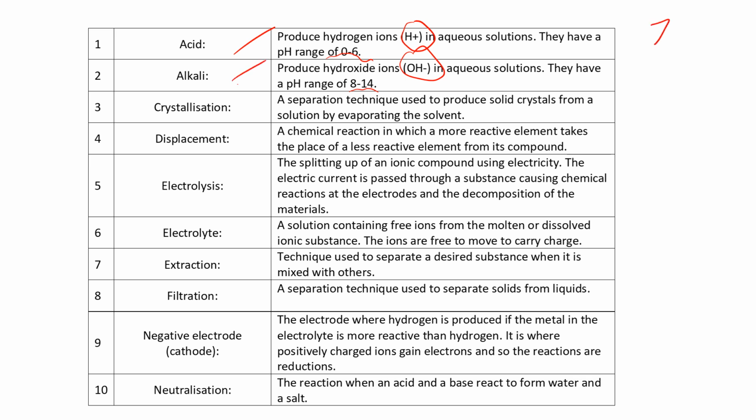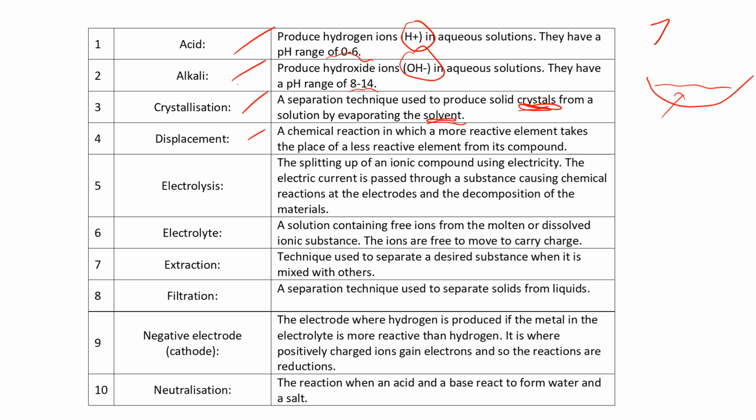That's an alkali. A separation technique used to produce solid crystals. There's a clue, right, by evaporating off the solvent. So you've got your evaporating basin, you've got a liquid in there, get rid of the solvent in there, that is crystallization. A chemical reaction in which a more reactive element takes the place of a less reactive element, displacement. Okay, so it's the tougher one takes the place of the weaker one, displacement.